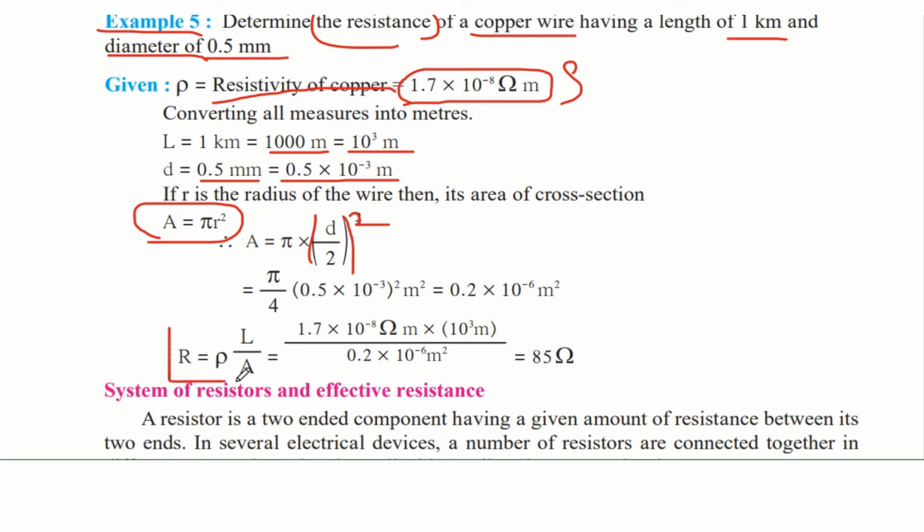And the formula for resistance is R is equal to rho L upon A. So we found A from this. We know the resistivity, that is rho, that is 1.7 into 10 raised to minus 8 ohm meter for copper wire. And we also know the length, which is 10 raised to 3 meters. So after substituting all of this and after solving it, we will find out that the resistance is 85 ohms.